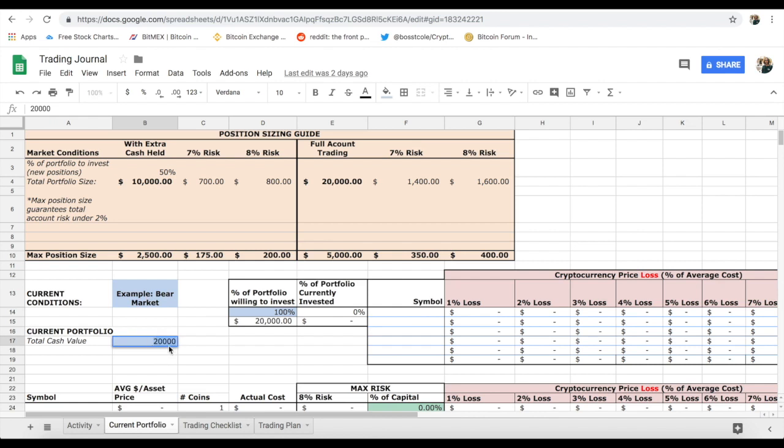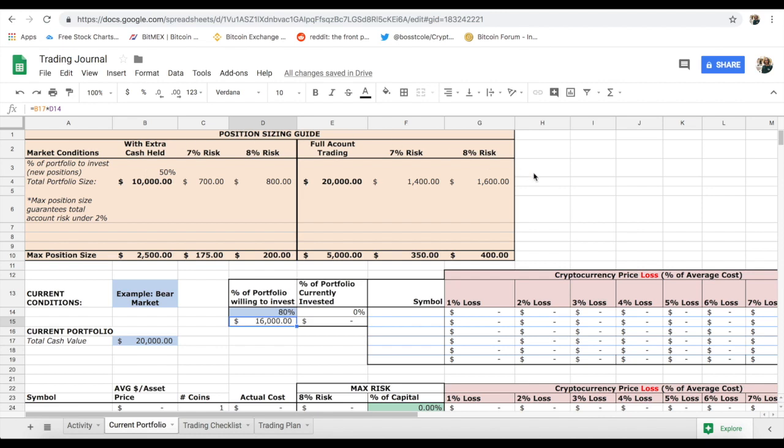Then you want to add in your portfolio. So maybe you've got $10,000 that you play with and you invest, or maybe you've got $100,000 or whatever. That's fine. So let's do 20,000. So that's your total cash value of your portfolio. And then you want to add the percentage of your portfolio that you're willing to invest. So for me, I would usually say 80%. So that means I have 20% at all times in cash.